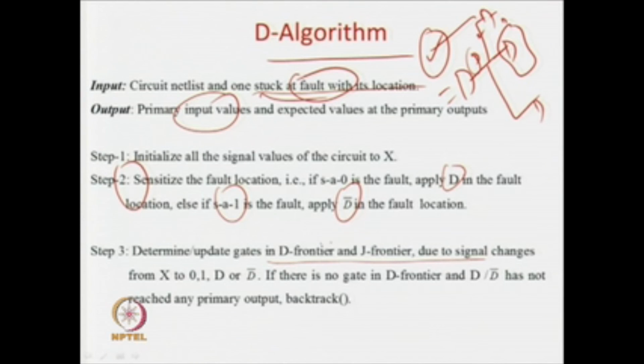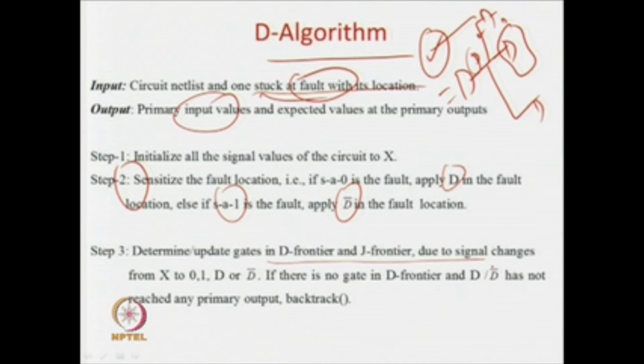Now, what values have to be given to the inputs of those gates in the D frontier, or some other gates which are driving the gates in the D frontier, so that the fault gets propagated? Those will now be falling into the J frontier. That means you have to propagate backward and find out which values have to be applied in the J frontier gate, so that the fault effect propagates. So, that is why, by doing step 2, some J frontier and D frontier signal changes will automatically appear.